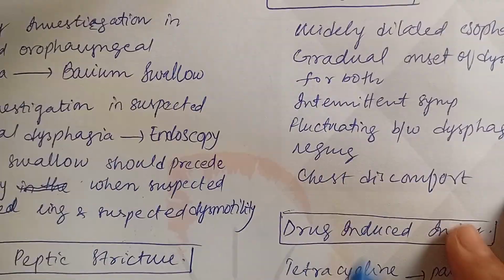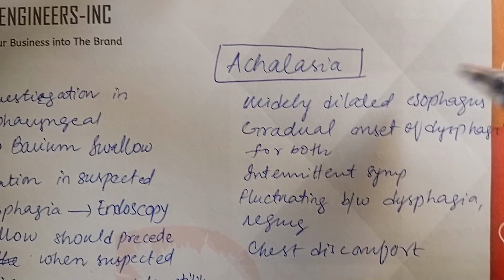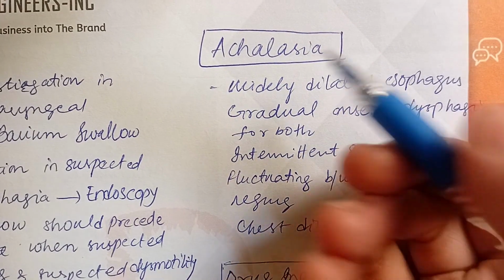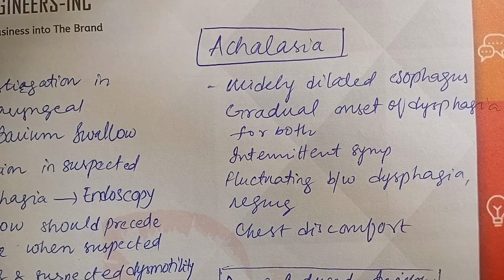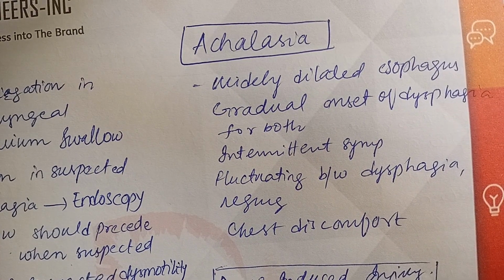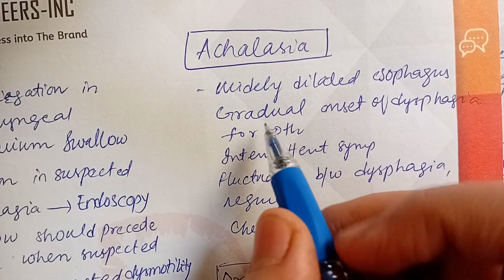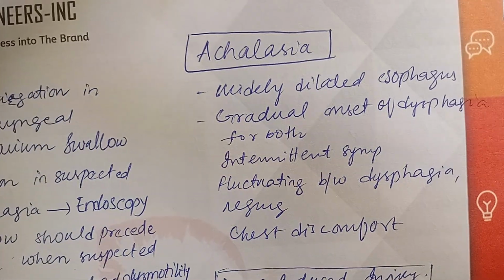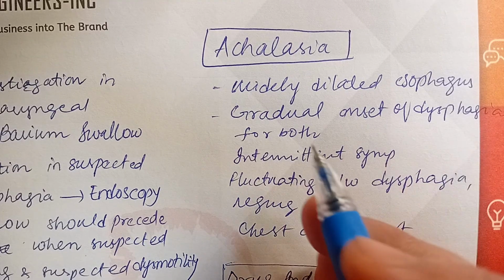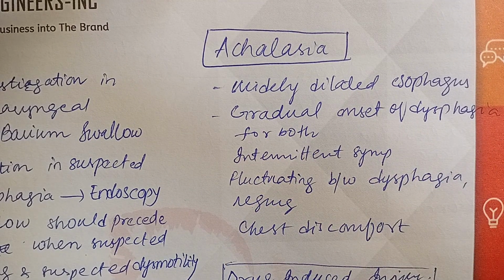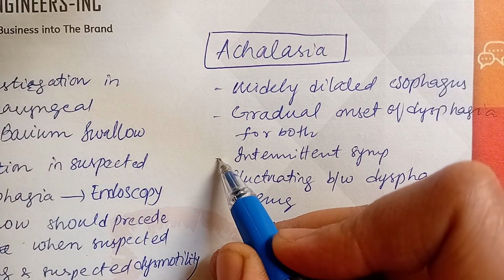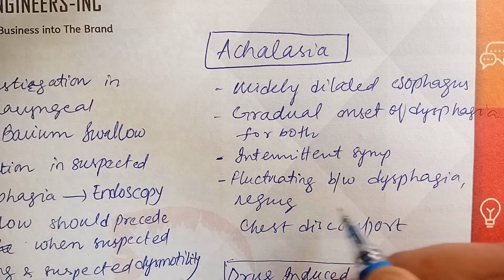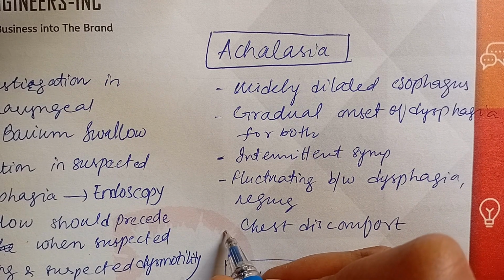Then coming towards achalasia. In achalasia, there is a widely dilated esophagus, and there is a failure of the esophagus to contract. This is a dysmotility disorder of the esophagus. There is gradual onset of dysphagia for liquids and solids both. It is a differentiating point. When the disease is starting, there are intermittent symptoms fluctuating between dysphagia and regurgitation, and the patient also complains of chest discomfort.